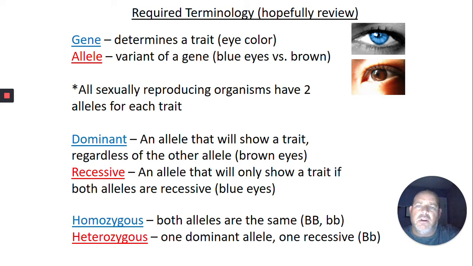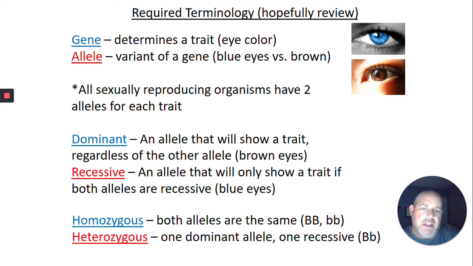All sexually reproducing organisms have two alleles for each trait. Dominant and recessive, I'm pretty sure you guys remember that, right? They used to be shown in Punnett squares with big B, little b, and dominant traits will show all the time and will hide the recessive traits unless there are special circumstances going on. And there are special circumstances that happen, but we'll just treat things normally today.